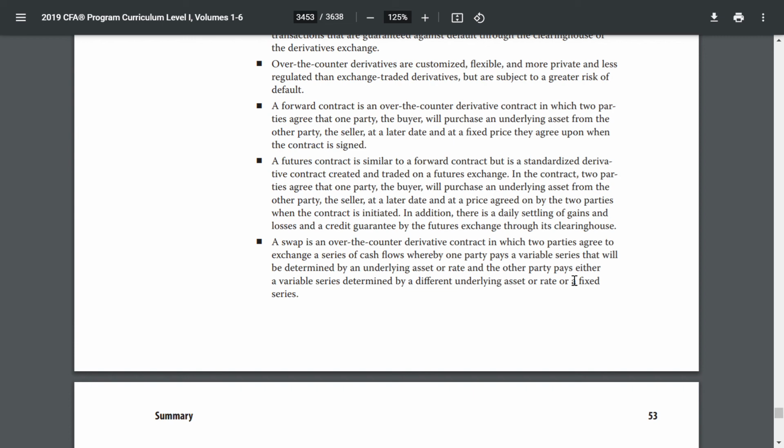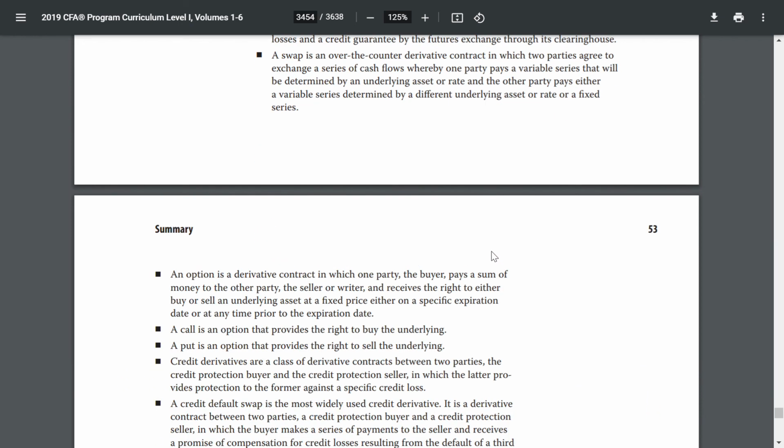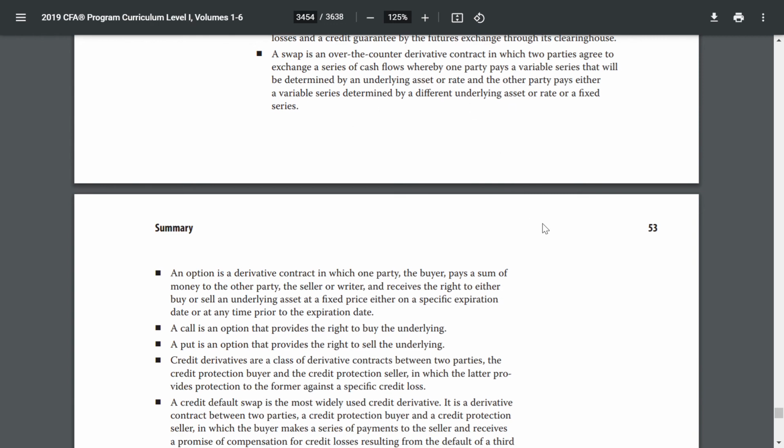A swap is an over-the-counter derivative contract in which two parties agree to exchange a series of cash flows, whereby one party pays a variable series that will be determined by an underlying asset or rate, and the other party pays either a variable series determined by a different underlying asset or rate or a fixed series.